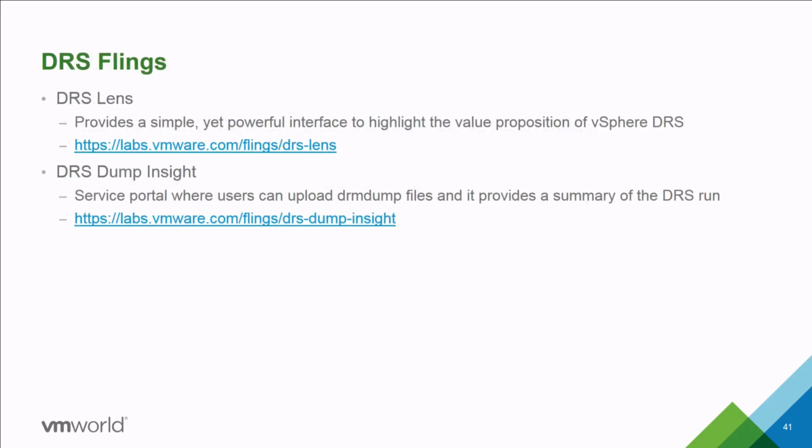Okay, we also have a few links. These are not directly related to PDRS, but they will give you more insight into how DRS works. The first one is DRS Lens. It provides a simple and very effective user interface, so you can see all the DRS-related activity in one UI. Another link is DRS Dump Insight. In case you want to know how DRS is working, what different moves DRS considered before it recommended these vMotions, or why it recommended them, you can use the second link, DRS Dump Insight. This is a service portal where you just upload some log files and it will give you a detailed report.